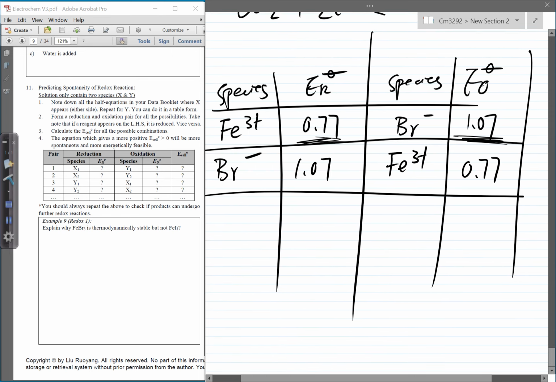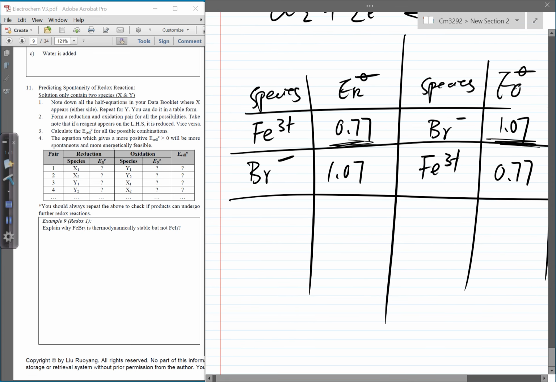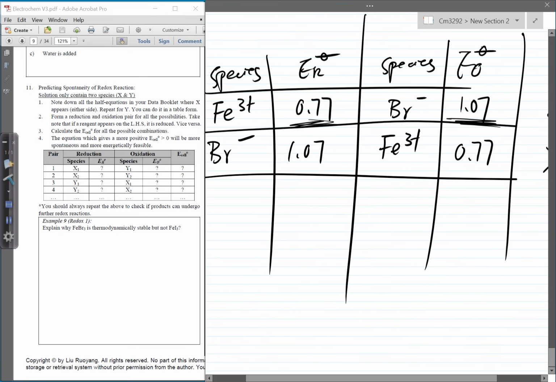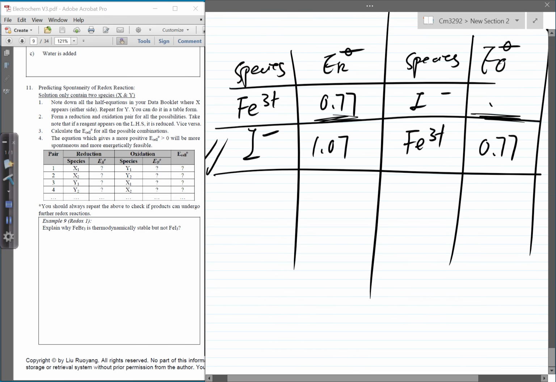But do you think it's possible to reduce Br minus? It's not possible, correct? Because Br minus is at the most reduced form. So that means this is the most stable form already, and no reaction can occur, right? Now if you were to do the same for the iodine species, right, you replace this with I minus and replace this with I minus, right? You can see that for the iodine species, iodine is here, it is actually 0.54.